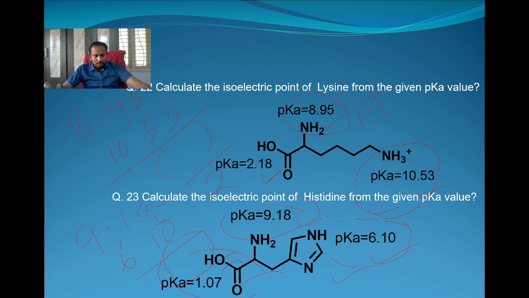So basically, for an acidic amino acid, the smaller pK values will be taken into account and divided by 2. And in case of a basic amino acid, meaning an extra NH2 is there, then the larger pK values will be taken into account, summed, and the sum will be divided by 2. So that will be the Pi value of the compound.